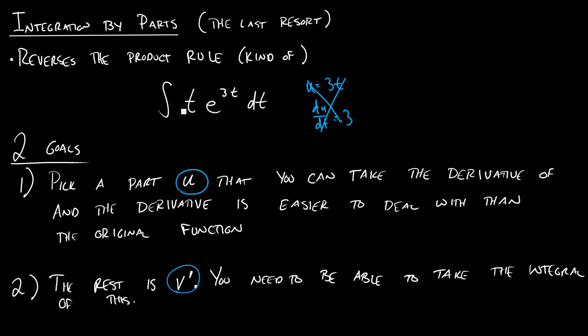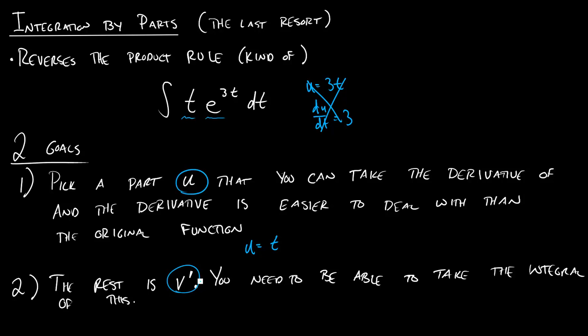So notice we kind of have two big parts here. We have this t and we have this e to the 3t. So if I take the derivative of the t, it will get easier to work with, right? The derivative of t is just 1. The derivative of e to the 3t, that really doesn't change much, right? It's 3e to the 3t. So my best candidate here would be u equal to t.